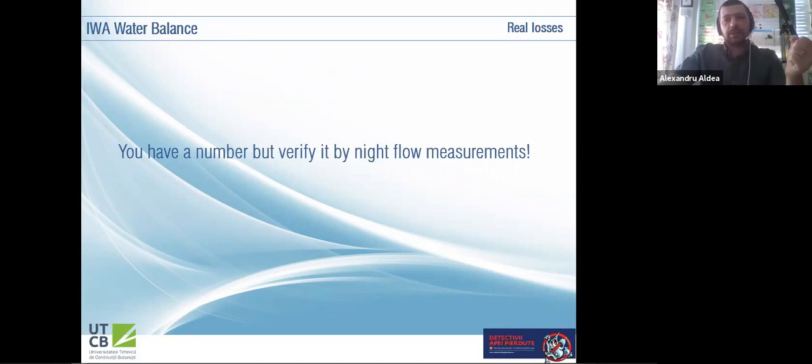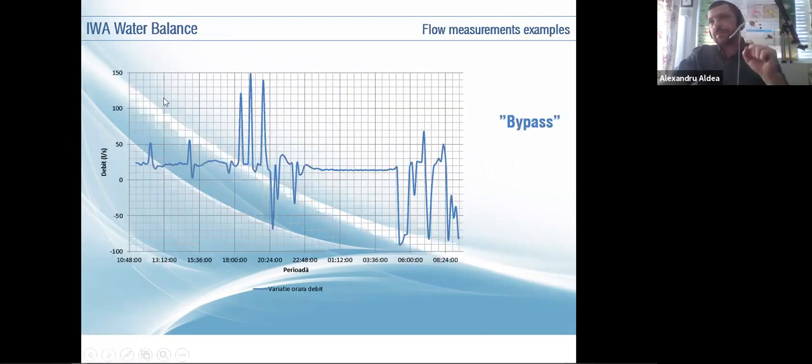And just by looking at a snapshot of the network like this, you will see what you can find. First case, this is the flow that was measured at the entrance of the network. Very quickly you will see that there is an unusual pattern in this flow measurement. You even see some negative flows.